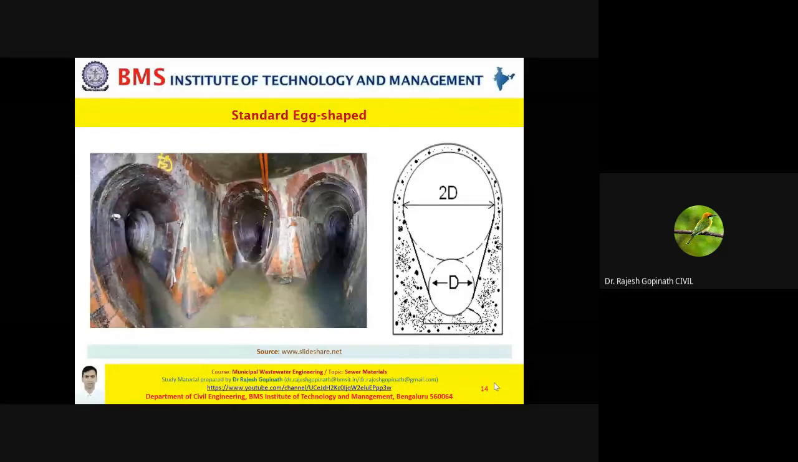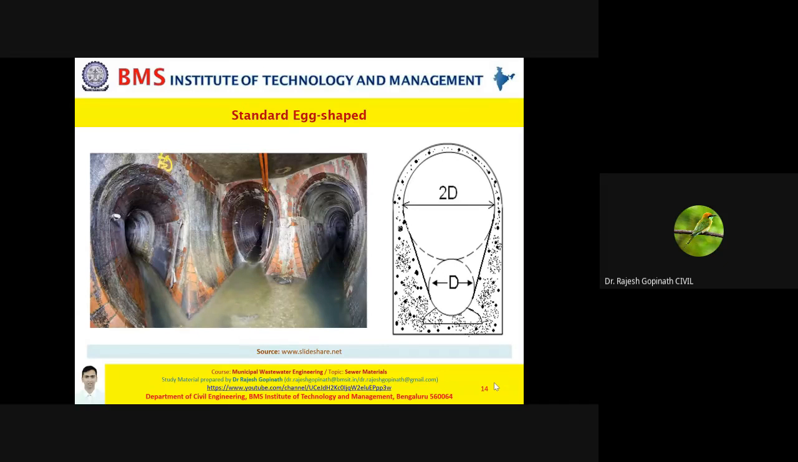Please remember one thing: while we tend to prefer open sewers for storm runoff, we always prefer closed sewers for sanitary sewage. Please understand, sanitary sewage is not supposed to flow in open sewers. It has to be transported only in closed sewers. So with this basic information, let us try to understand one by one the different shapes.